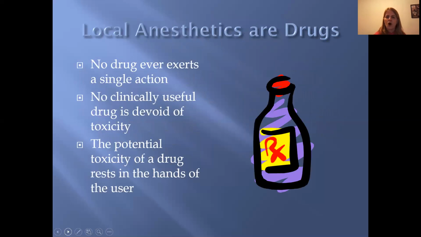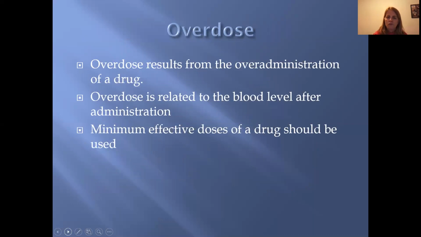Systemic complications. All anesthetics are drugs, so no drug ever exerts a single action, and the potential of the toxicity rests in the hands of the user. There are a lot of people on different drugs that you could have a reaction with. Anytime we inject anesthetic, we can't get it back, so we have to be very mindful that we are injecting a drug. Overdose can result from the over-administration of it, and it's related to the blood level after. So we want to use minimum effective doses.